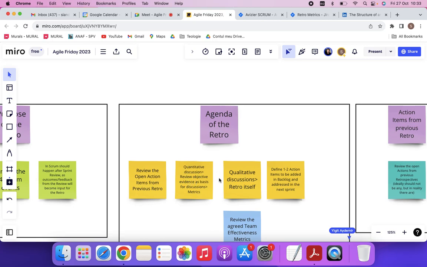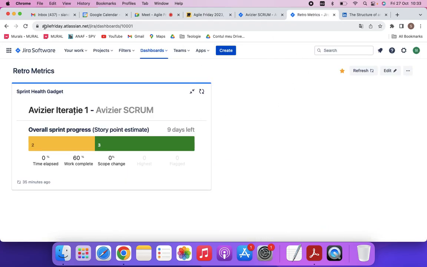The quantitative discussion: basically, we should review some objective evidence, like metrics. I also played a little bit. You can have a chart in a dashboard in Jira or in another tool, with some metrics defined by the team for their effectiveness, agreed by the team, and you can review these metrics at the beginning of the retrospective. And like this, without having any feelings or bad feelings, like I feel bad about this or that, you have objective evidence. You have metrics that speak.